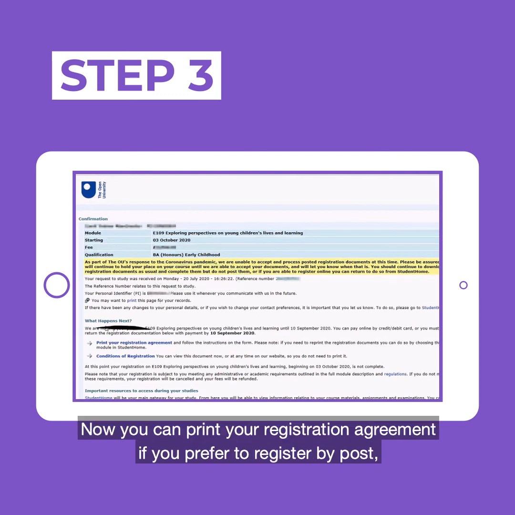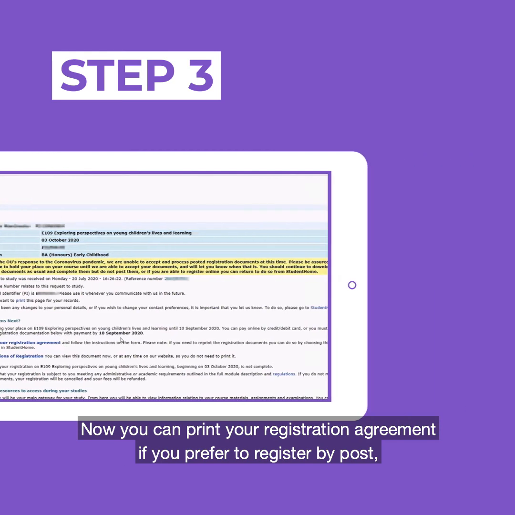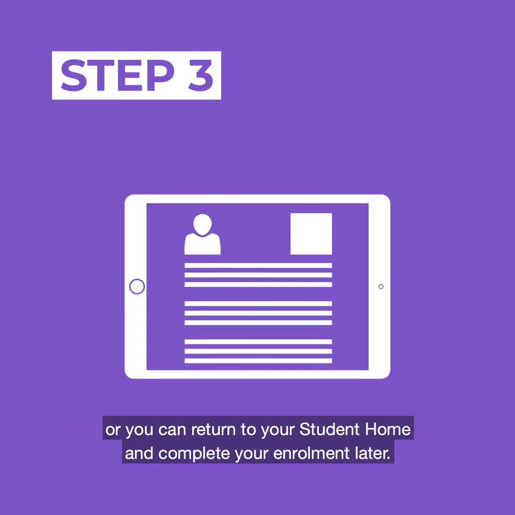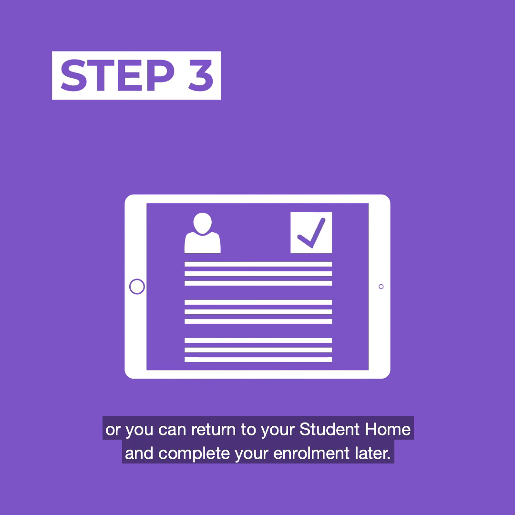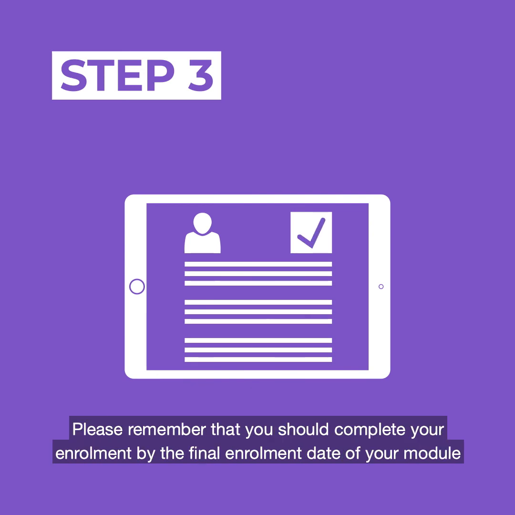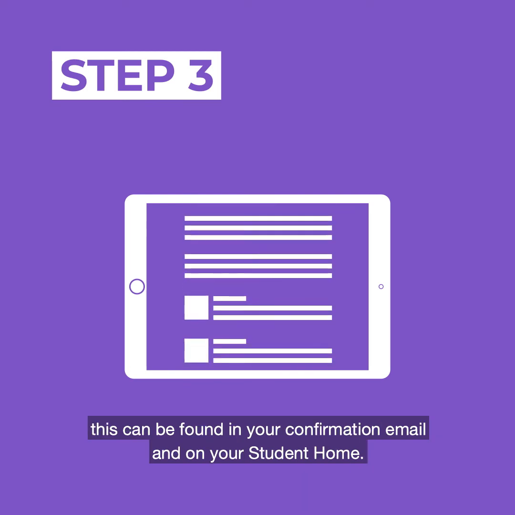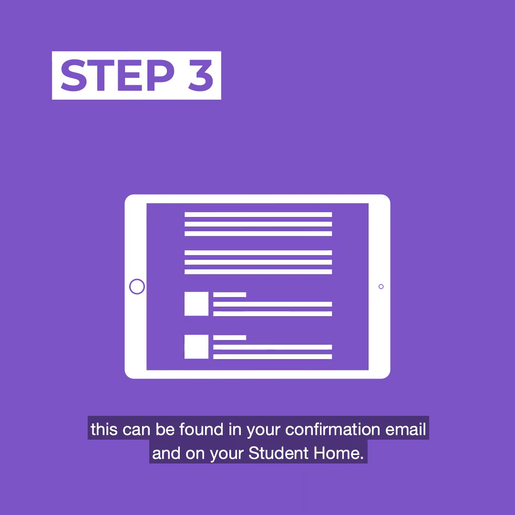Now you can print your registration agreement if you prefer to register by post, or you can return to your student home and complete your enrolment later. Please remember that you should complete your enrolment by the final enrolment date of your module. This can be found in your confirmation email and on your student home.